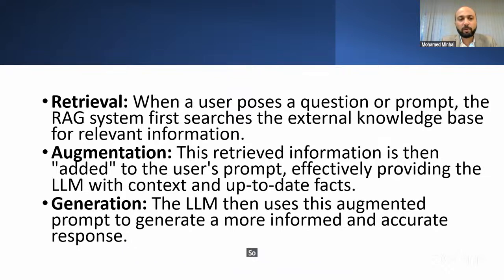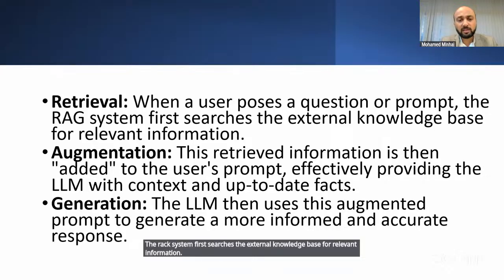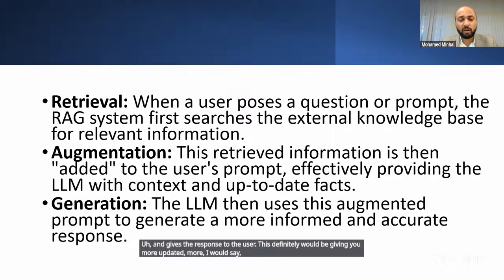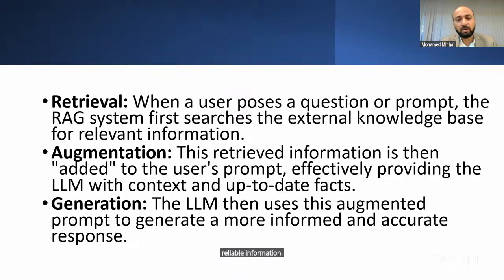So when a user poses a question or a prompt, the RAG system first searches the external knowledge base for relevant information, right? And this retrieved information is then added to the user prompt, effectively providing the large language model with better context and up-to-date facts. The LLM then generates the content and gives the response to the user. This would definitely give you more updated, more reliable information than giving you some hallucinated results.